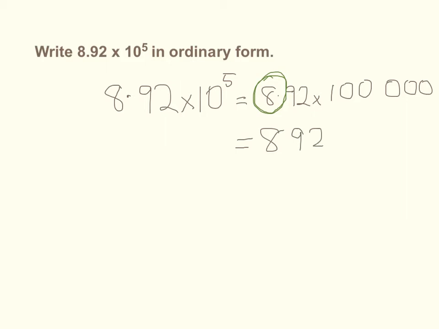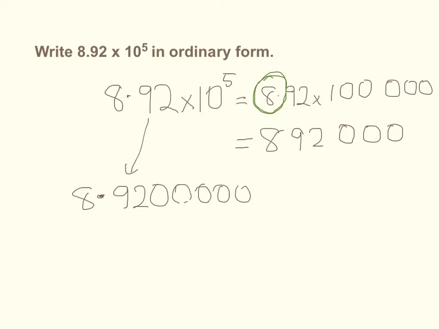892. So I've moved the place value over 10 to the power of 2 so far, and I need to add 3 more zeros. Okay, so one way to look at this, if you feel like you need to use the bouncing zeros method while you're getting going, you can think of that first number as 8.92, 0, 0, 0, 0, 0, 0, and so on. And we're going to bounce 5 places, 1, 2, 3, 4, 5, 8, 9, 2, 0, 0, 0.